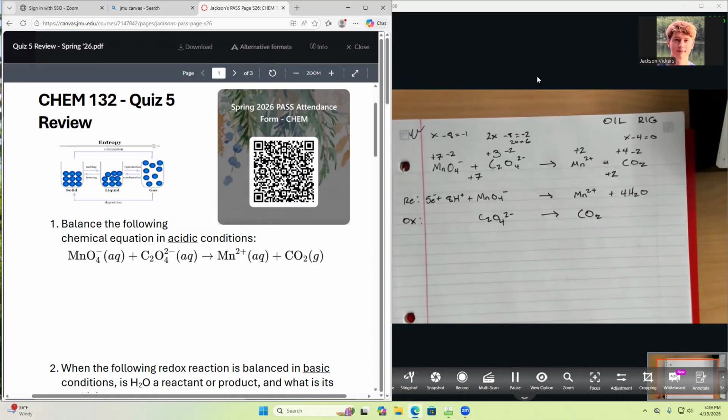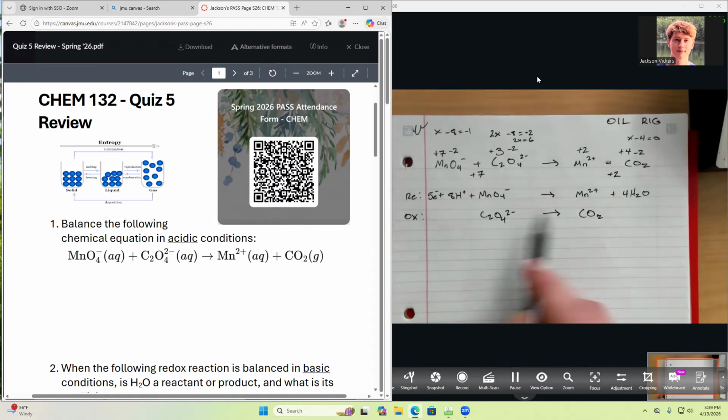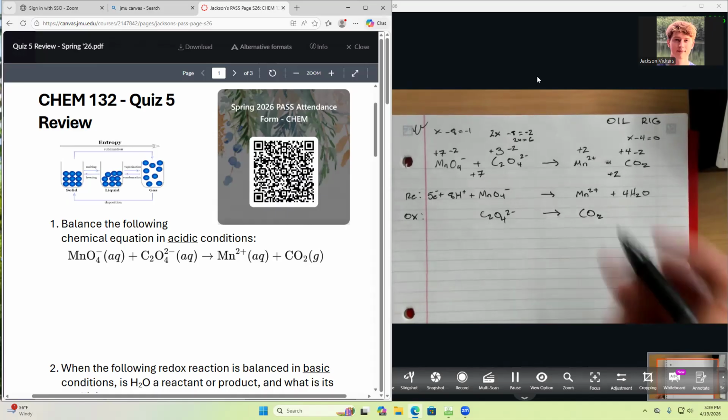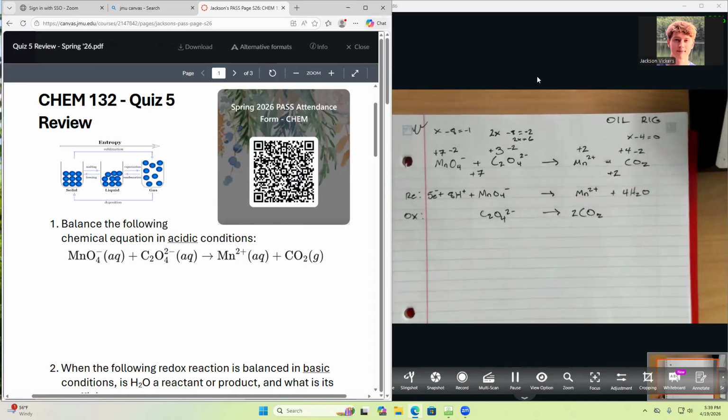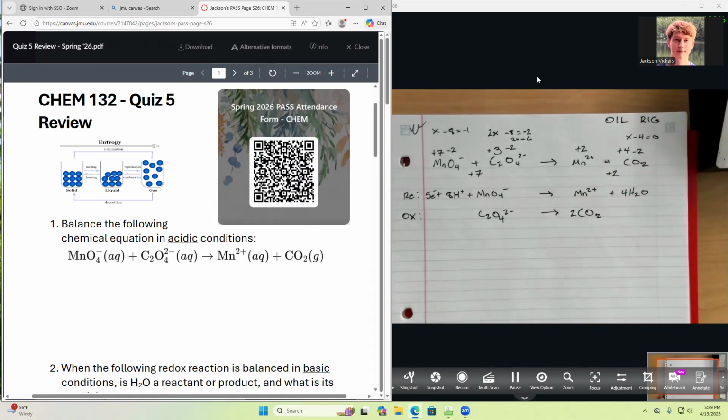The atoms, which ones? Anything that isn't O and H. That's what we're starting with. And this time we do need to do something because we have 2 carbons on this side and only 1 here. So we're going to add a 2 in front there. So that step's done. Now we're going on to what atom next?